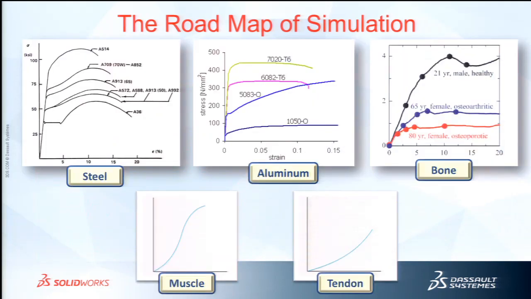So every single material has a different performance curve, or what I call the roadmap of simulation. So you have your steels, your aluminums, even us human beings, bone, our muscles and our tendons, every single thing has this curve that relates the intensity of a force on us to our performance. Now we might describe performance differently, right? How well we work, how much it deforms, or how much that grizzly bear can lift, but it's all the same.